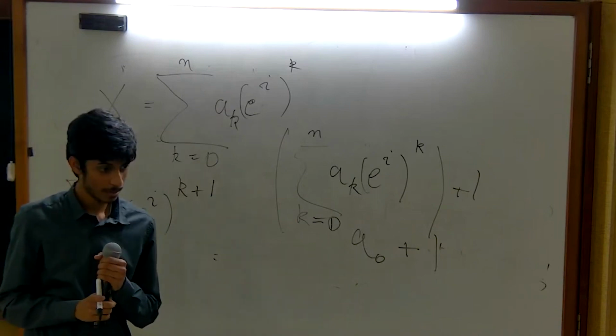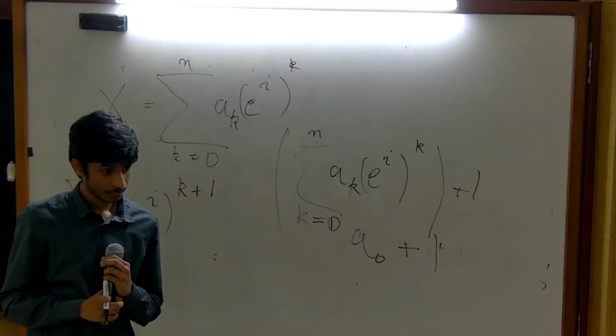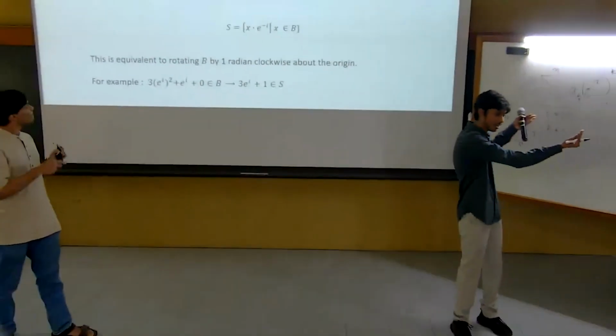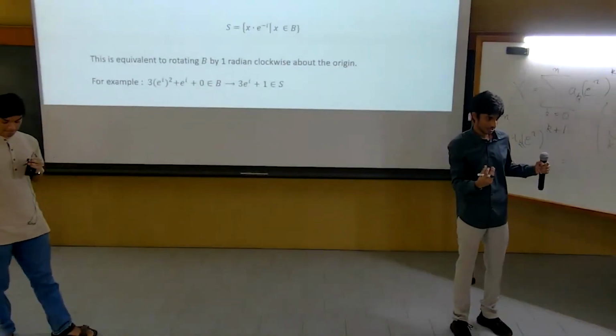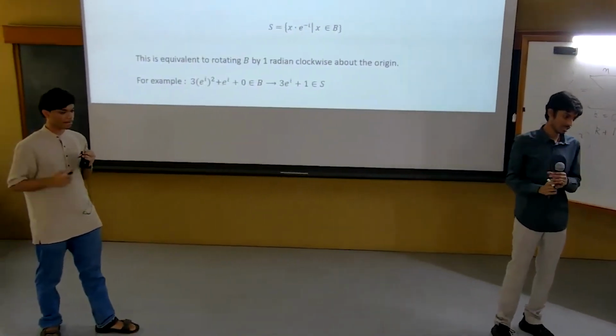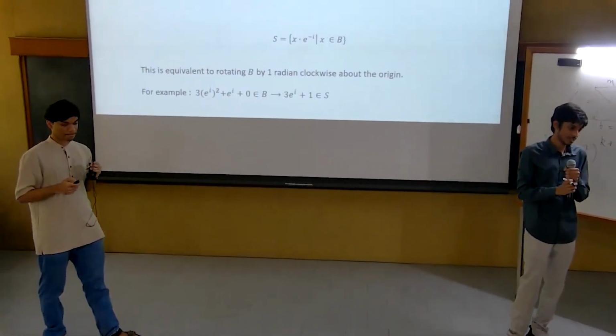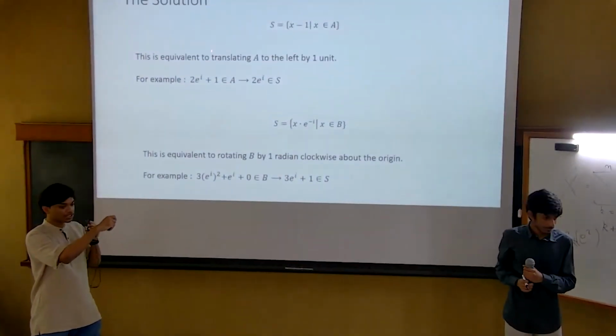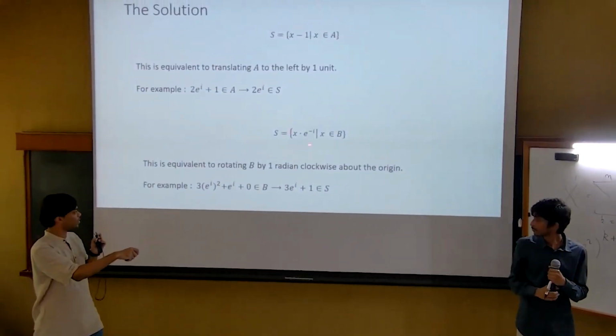You also need an isometric property, so distances. Yes. Since these are translation and rotation, geometrically speaking, they do preserve the standard Euclidean distance which we consider. This is translation to the left by 1 unit, subtraction by 1. This is just rotation.